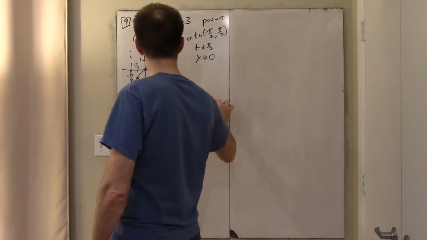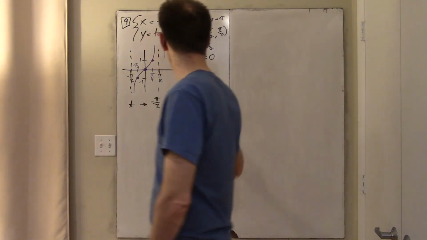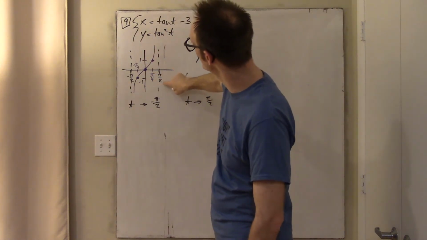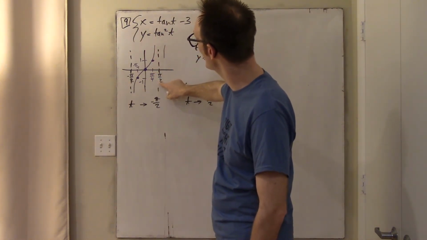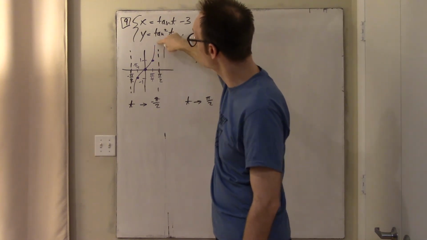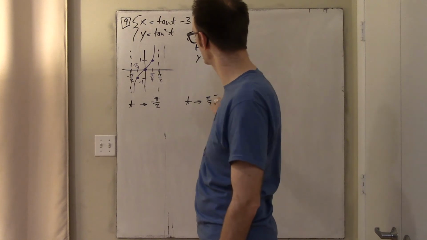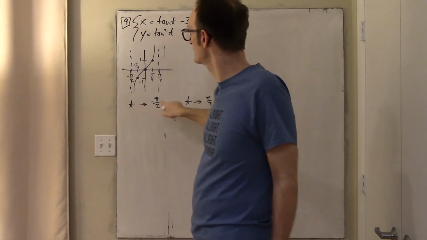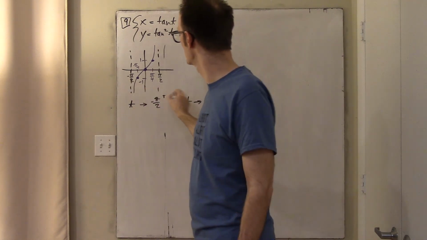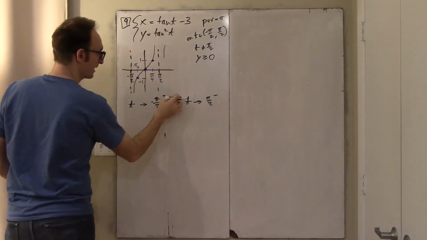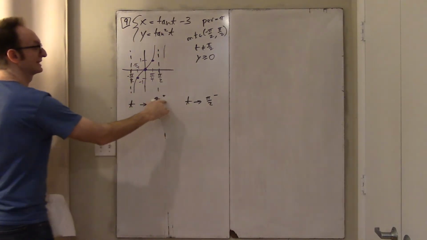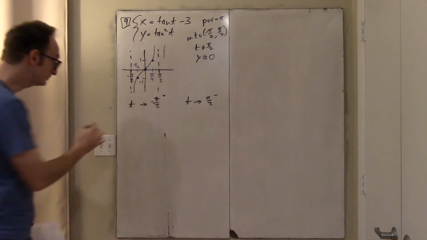But being careful about this now, I really want to consider specifically what tan is doing just to the left of pi over 2. So as t approaches pi over 2 minus, and as t approaches negative pi over 2 plus. Don't be confused by this. Negative pi over 2 is the number. The plus just means a little bit more than negative pi over 2.